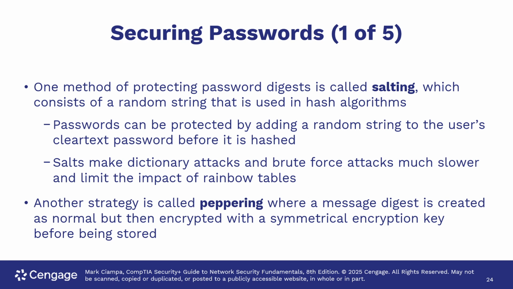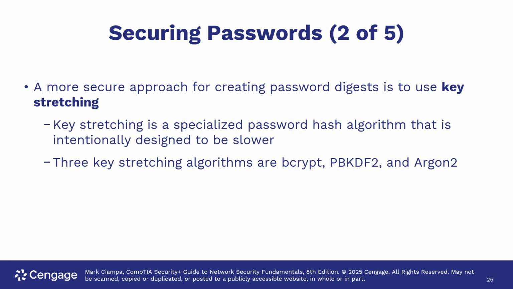Another strategy is called peppering, where the message digest is created as normal, but then encrypted with a symmetric encryption key before it's stored. A more secure approach for creating password digests is to use key stretching. Key stretching is a specialized password hash algorithm that's intentionally designed to be slower. Three key stretching algorithms are bcrypt, PBKDF2, and Argon2.